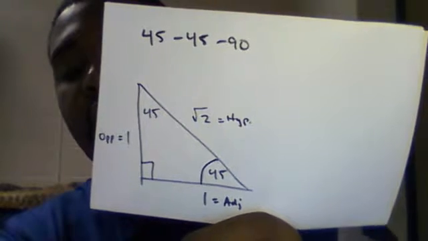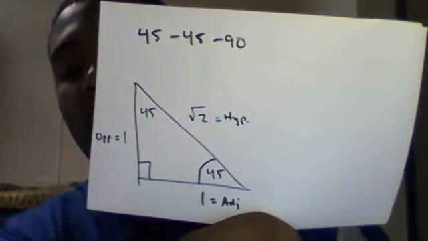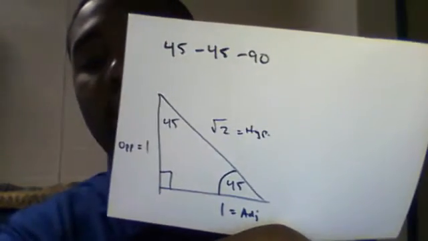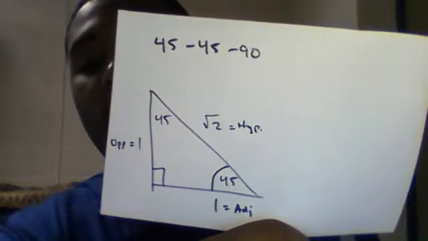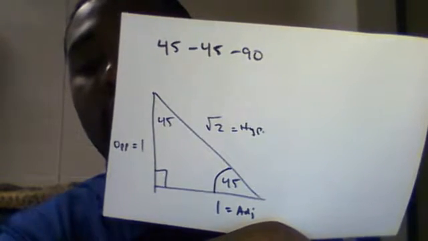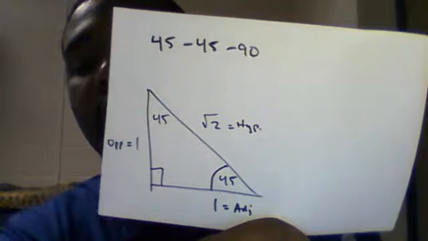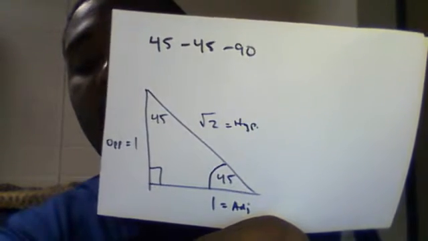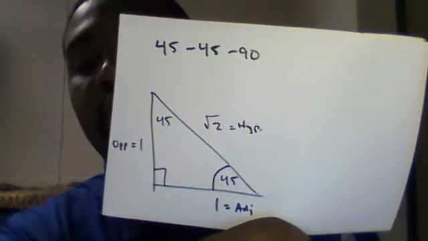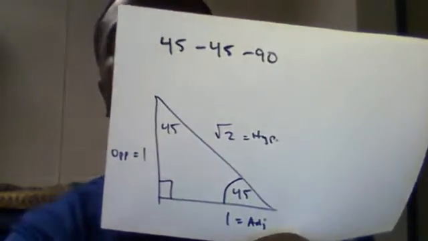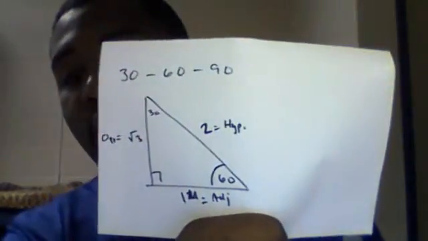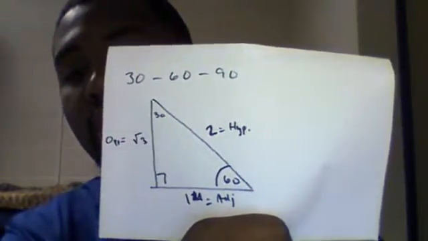Alright, so the adjacent angle to that would be 1. The opposite angle to that would be 1 on the vertical leg, and the hypotenuse would be square root of 2. And we know that cosine is the opposite angle over the hypotenuse angle, which in this case is 1 over square root of 2. However, we can't have a radical on the denominator, so we just simply convert that to be square root of 2 over 2.